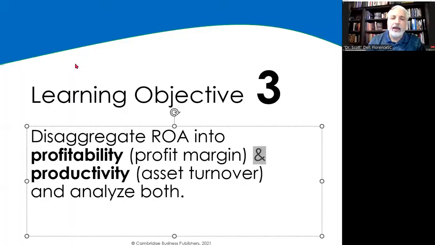We're going to take a look at disaggregating the ROA into two segments, profitability and productivity. If you recall, we had the DuPont method, which took the financial leverage and our return on assets. That was disaggregation of return on equity. Well, we're going to disaggregate return on assets now. We're going to go a little deeper dive into one of the segments. And the two segments where we can multiply them together, the same way we did on the DuPont method, are profitability, the profit margin, and productivity, which is measured by the asset turnover.